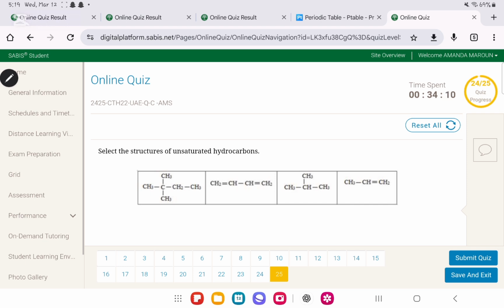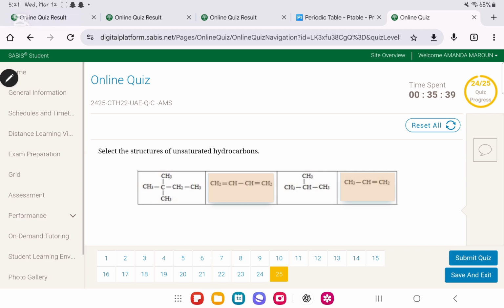Now, finally, select the structures of unsaturated hydrocarbons. So, unsaturated hydrocarbons, what are they? They are hydrocarbons that do not have only single bonds. They have single bonds, double bonds, triple bonds, and so on. Whatever they have, it's going to be something with bonds and not only single bonds. So you cannot choose this because it has only single bonds. You can choose this, you cannot choose this, it has only single bonds, and you can choose this.